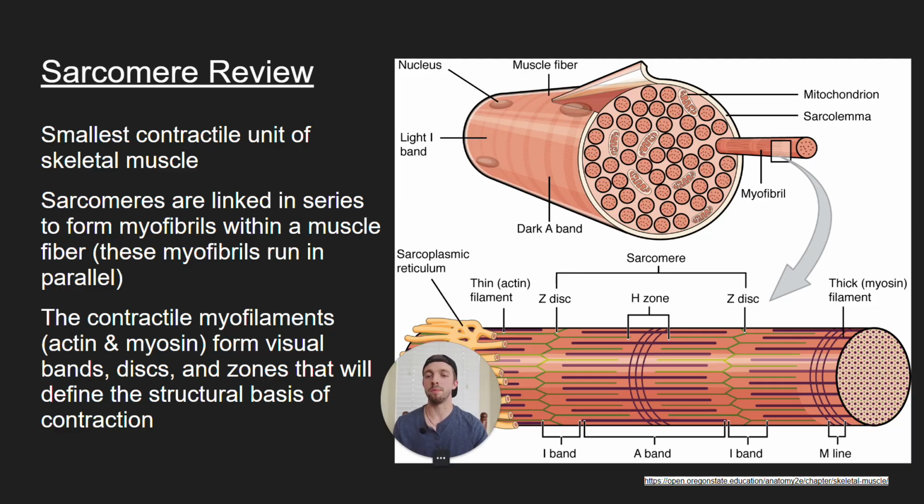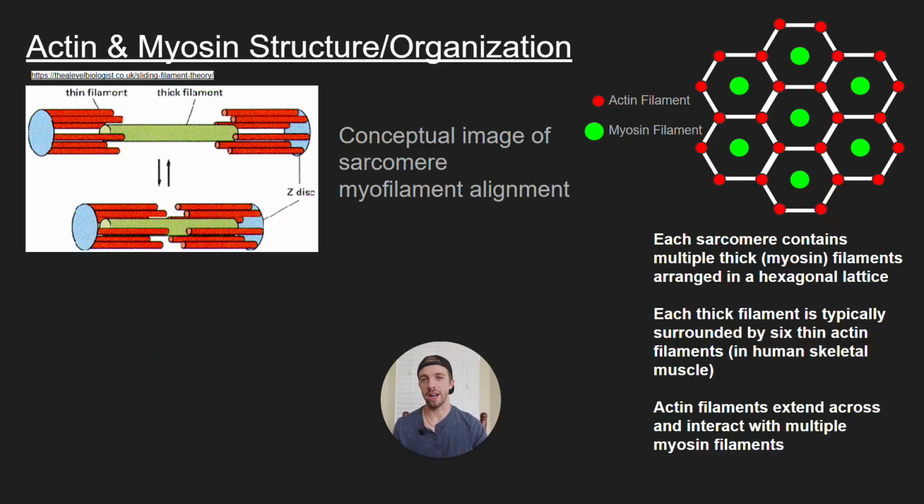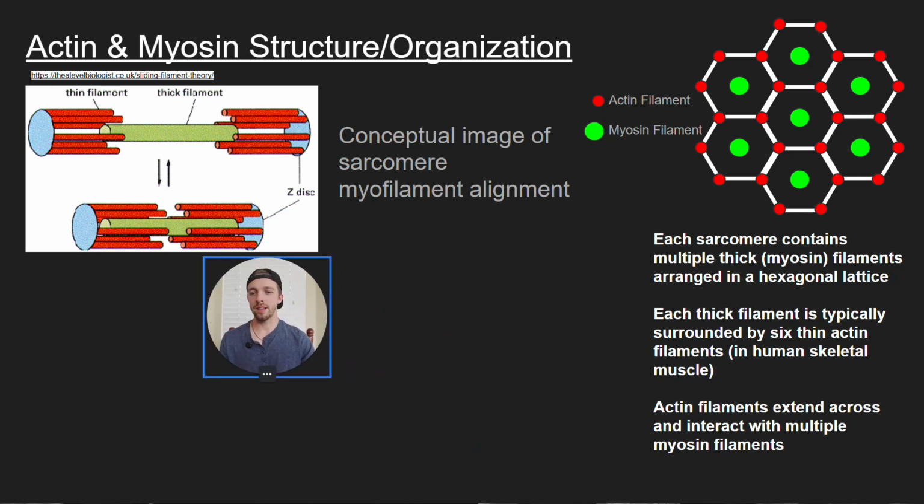The contractile myofilaments are actin and myosin that make up a sarcomere, and form visual bands, discs, and zones that are just going to help us a little bit later to understand the structural basis of contraction. So within the structure of a sarcomere, we have actin and myosin, or thin and thick filaments, you might hear them called sometimes. Now, these are very crude drawings to help us just understand how they're arranged. That'll help us then understand actual sliding filament theory.